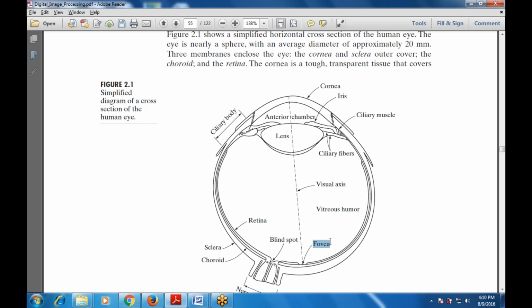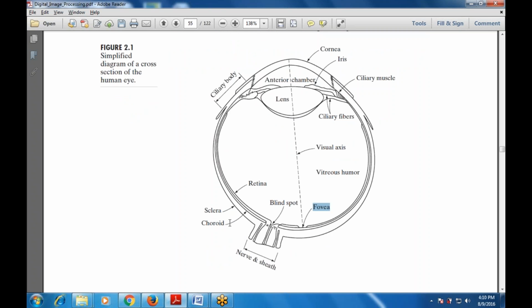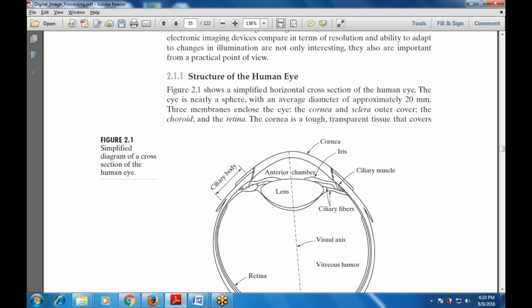The next one is the fovea. Then the outer boundary is known as the sclera, and there is the choroid, and the nerve and the sheath at the corners of the eye. So three membranes are enclosed within the eye: the cornea, the sclera, the choroid, and the retina.